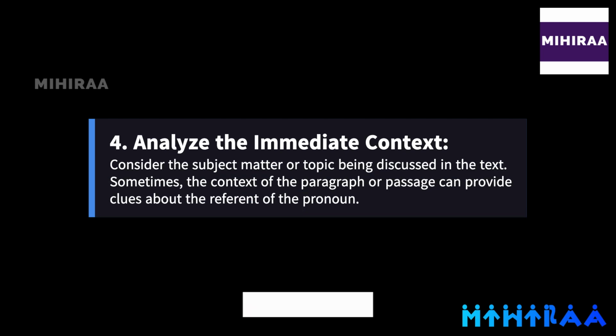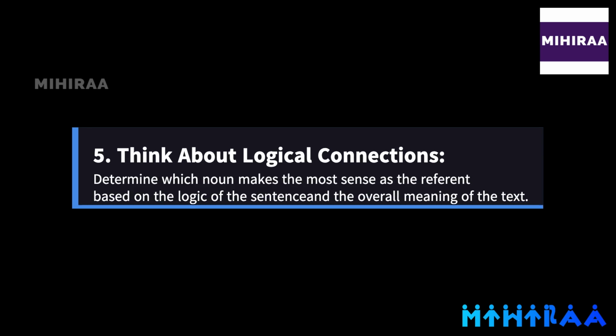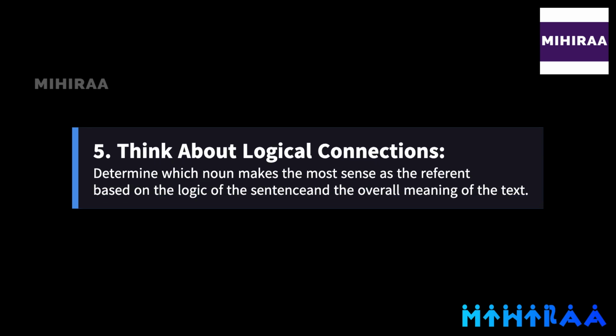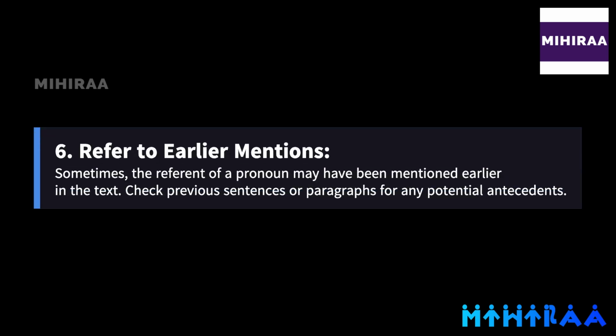Step 4. Analyze the immediate context. Consider the subject matter or topic being discussed in the text. Sometimes, the context of the paragraph or passage can provide clues about the referent of the pronoun. Step 5. Think about logical connections. Determine which noun makes the most sense as the referent based on the logic of the sentence and the overall meaning of the text.